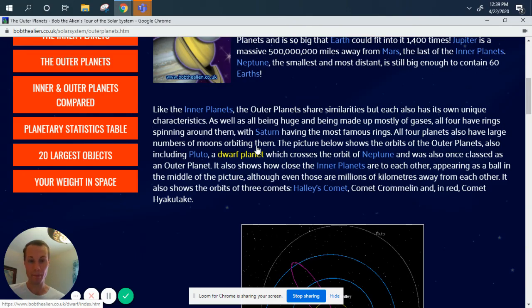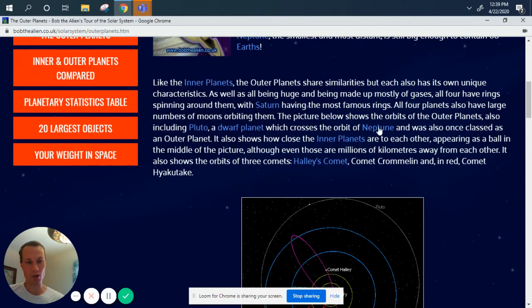We know why, actually. Remember we talked about how the inner planets are small, so they don't have as much gravity. Well, the outer planets, the gas giants, are huge, so they've got tons of gravity. So they keep on sucking in all these rocks and other satellites coming around in their areas.